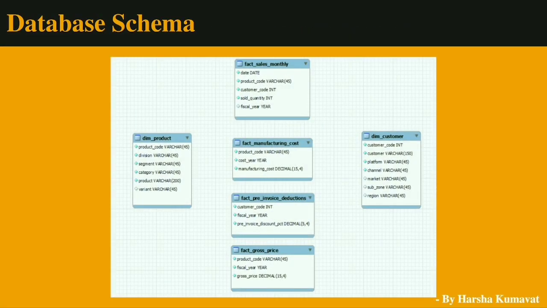This is the database schema of the input provided. There are basically 6 tables. These tables are related to customer details, product manufacturing cost, pre-invoice deductions, and along with that we have data for financial years 2020 and 2021.